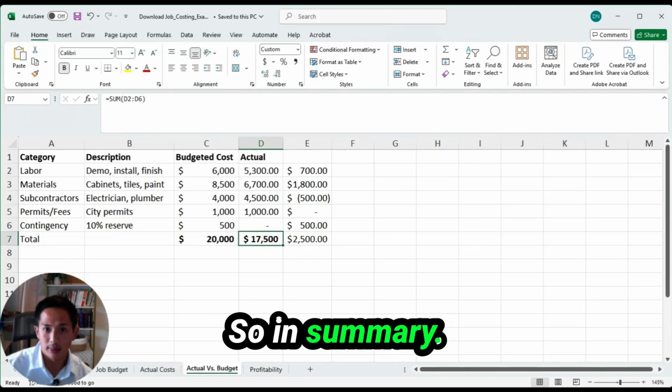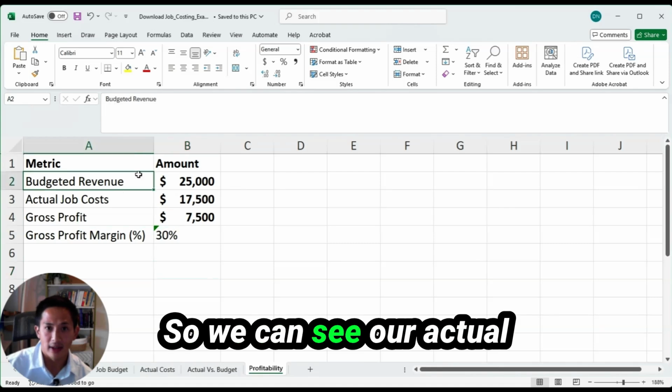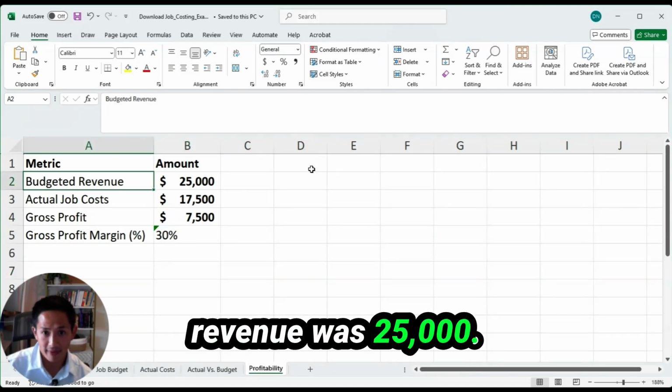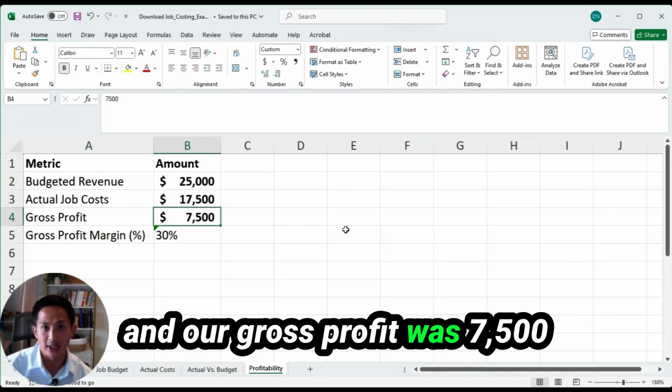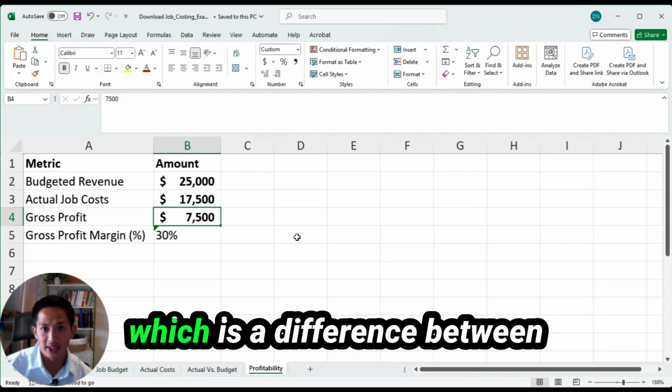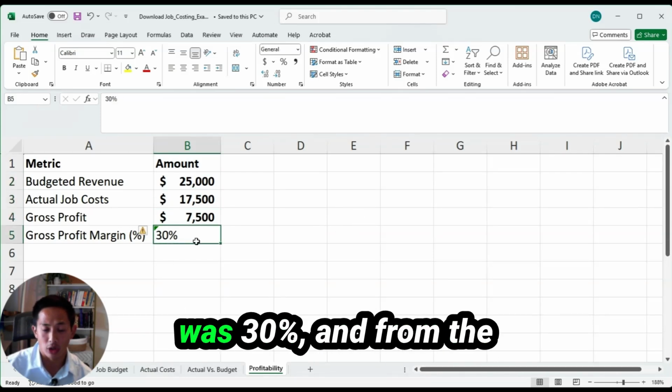So in summary, on the profitability tab here, we can see our actual revenue was $25,000. Actual job cost was $17,500, and our gross profit was $7,500, which is the difference between revenue and job cost. And our gross profit margin was 30%.